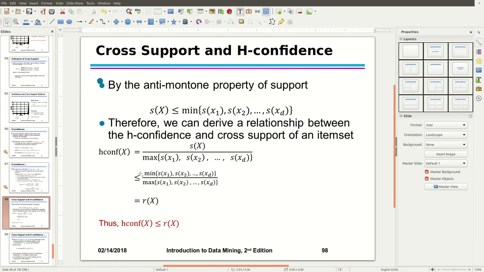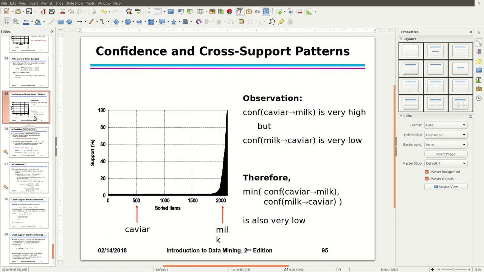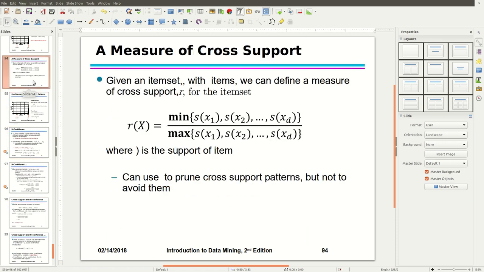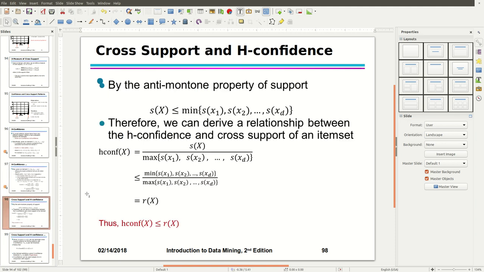Therefore, this is our edge conf number, remember here, this is, where is R not, okay, this is our Rx, and this looks like the bottom part, right? So now if you bring them together, you can actually establish a relationship between hconf and Rx. Thus we can actually state that hconf of X is less than Rx.